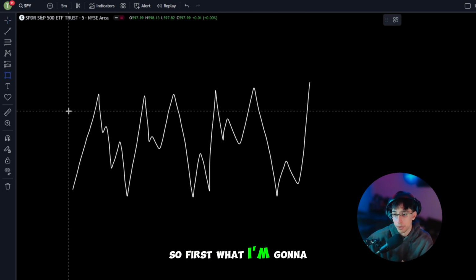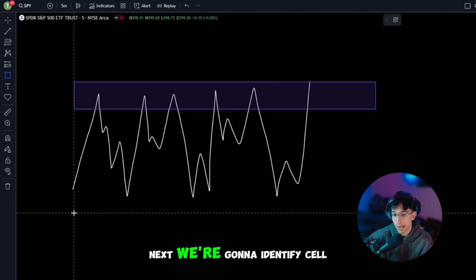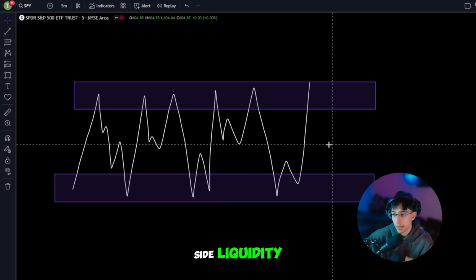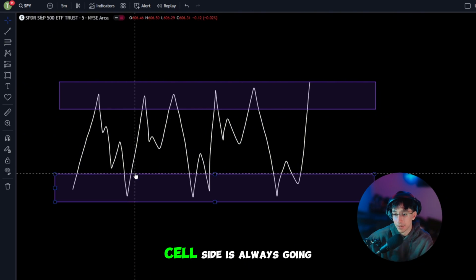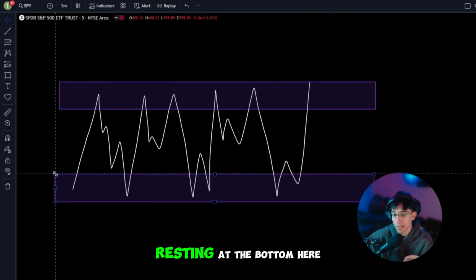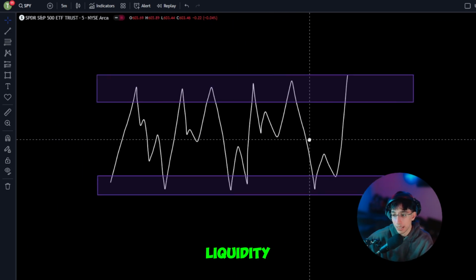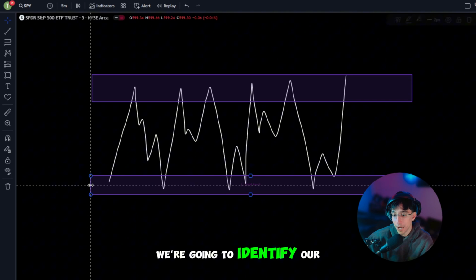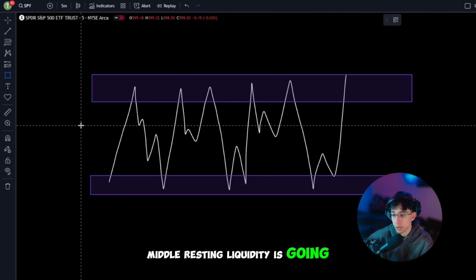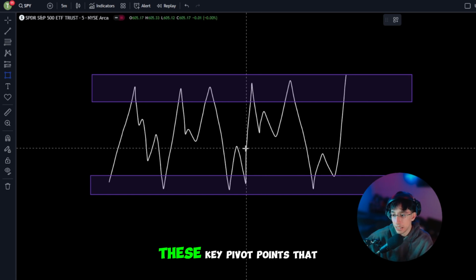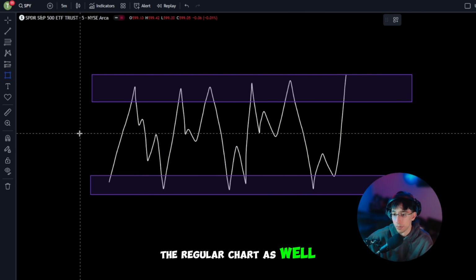So first, what I'm going to do is I'm going to identify our buy side liquidity. Next, we're going to identify sell side liquidity. Buy side is always going to be the liquidity resting at the top. Sell side is always going to be the liquidity resting at the bottom here. So once we have buy side and we have sell side liquidity, now we're going to identify our middle resting liquidity. Middle resting liquidity is going to be drawn using these key pivot points that we have over here that you're going to see on the regular chart as well.